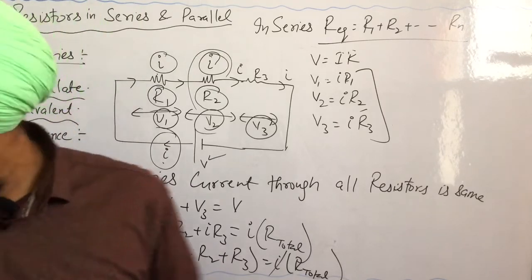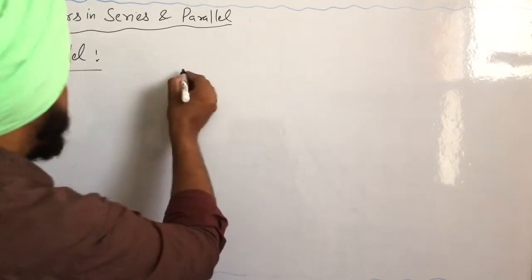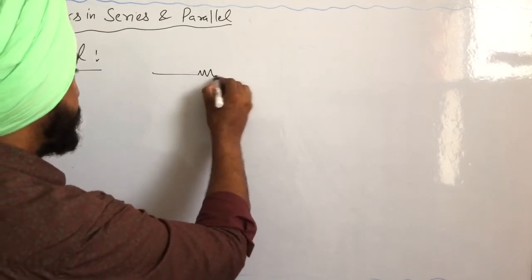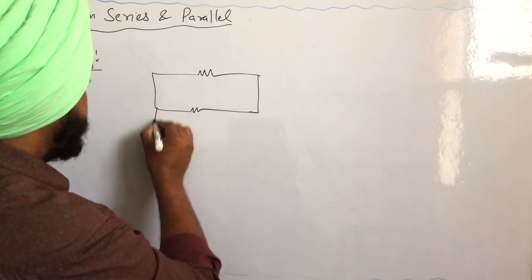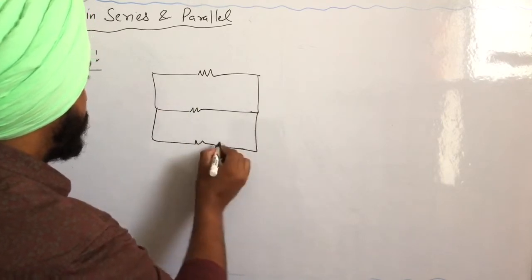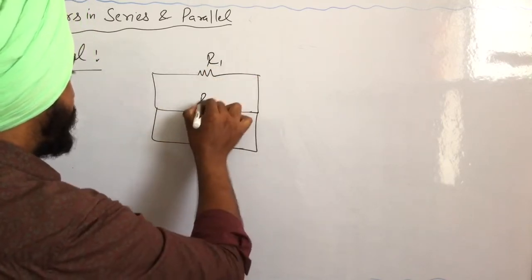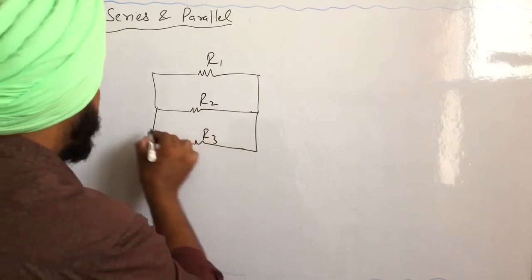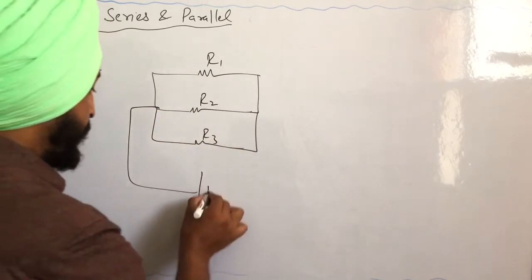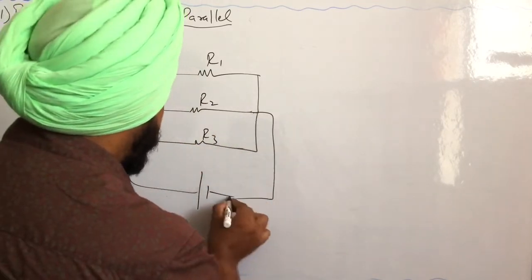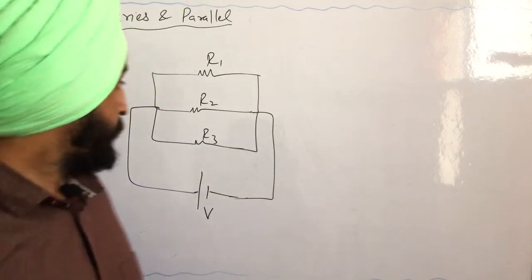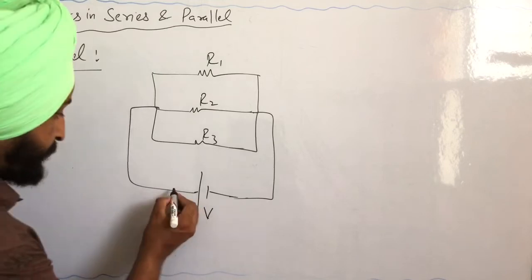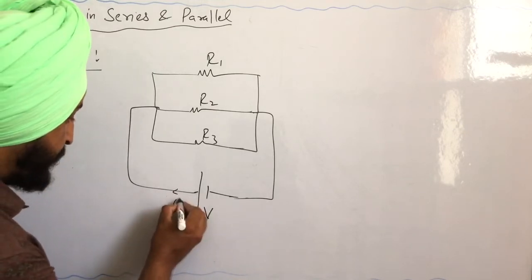Next we will be proceeding towards parallel. See, parallel connections would be like this. Here we have the first resistor, second, third of resistance R1, R2 and R3. They are connected to a common battery having electric potential equal to V. Fine. Now here let the current generated from this battery be I.